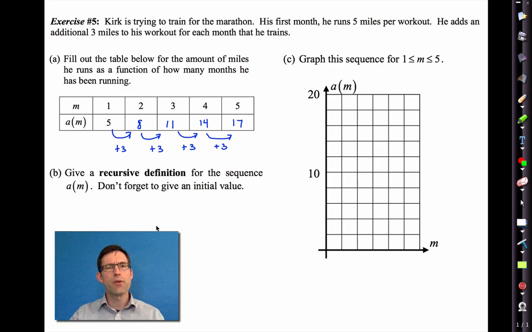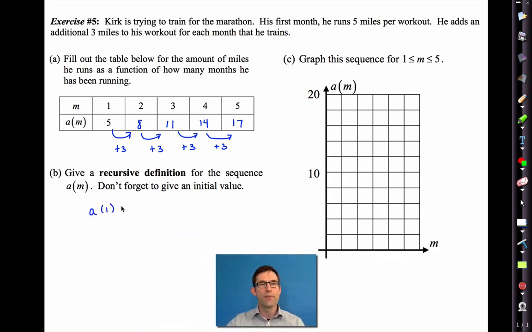Now, easy enough. Letter B says, give a recursive definition. Now, whenever we give a recursive definition, we always want to do two things. We always want to give the initial value. So A1 is equal to 5. That's our starting value. Really important to give that. Very often students will forget that, but it's a very important thing, all right?